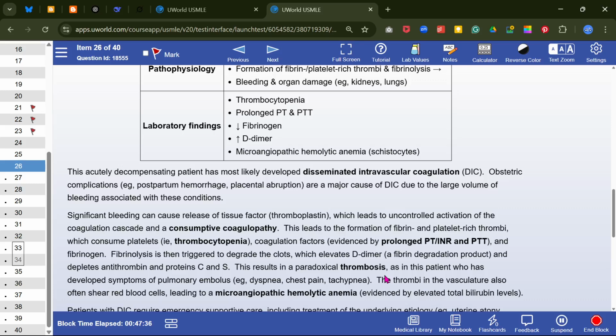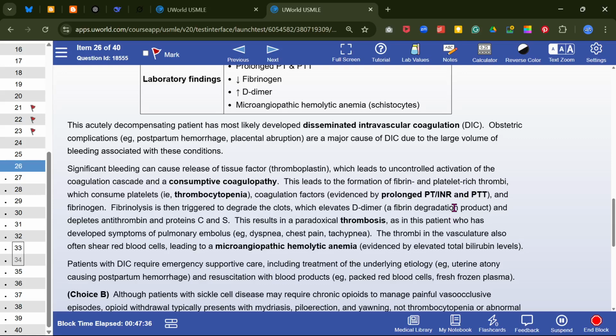Coagulation factors are also consumed, evidenced by prolonged PT or INR and PTT, and fibrinolysis is then triggered to degrade the clot, which elevates D-dimer and depletes antithrombin and protein C and S. This results in paradoxical thrombosis, as in this patient who has developed symptoms of pulmonary embolus.